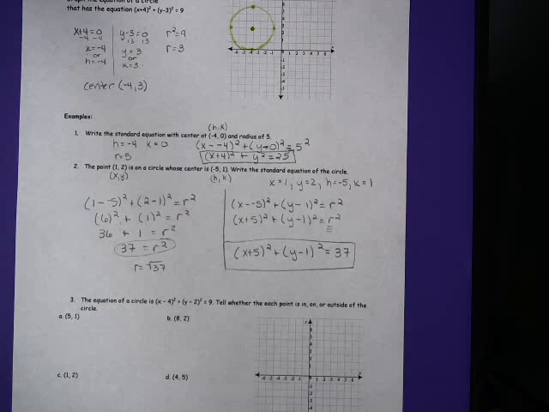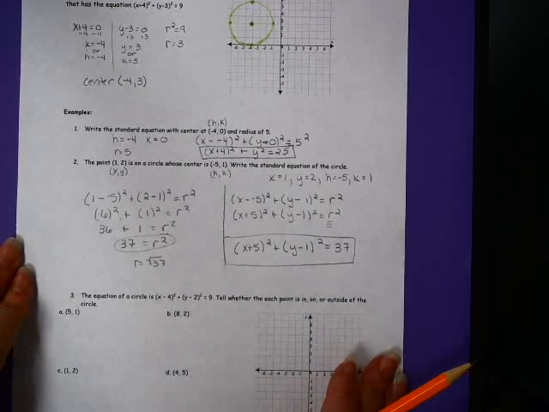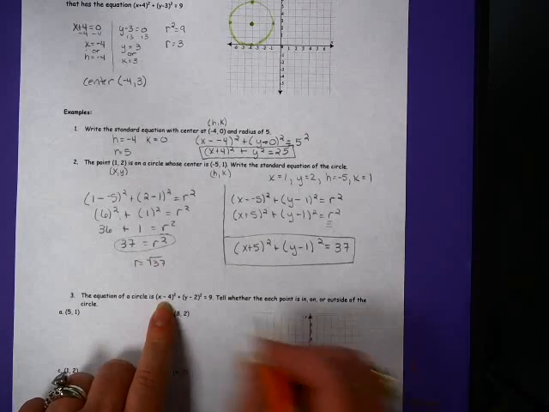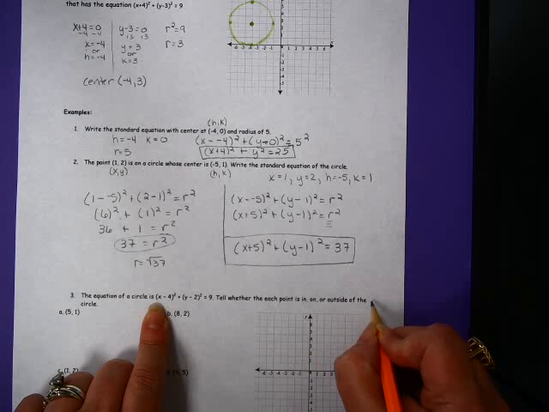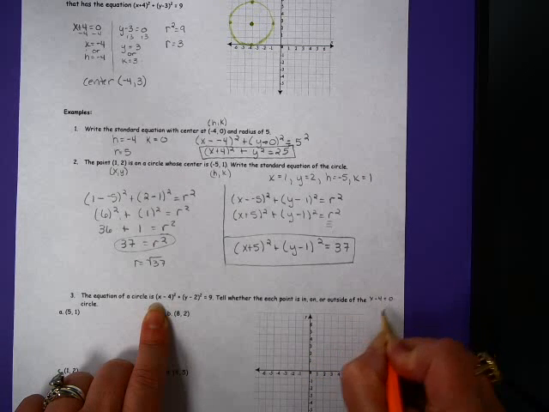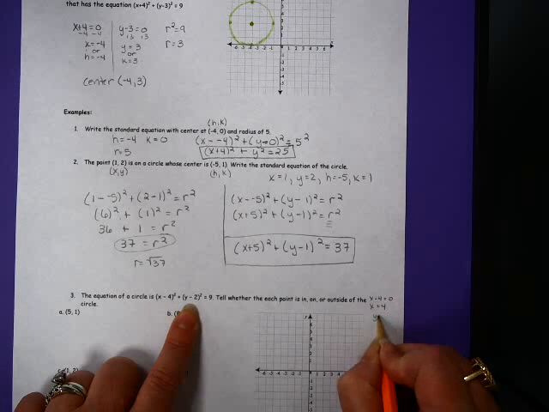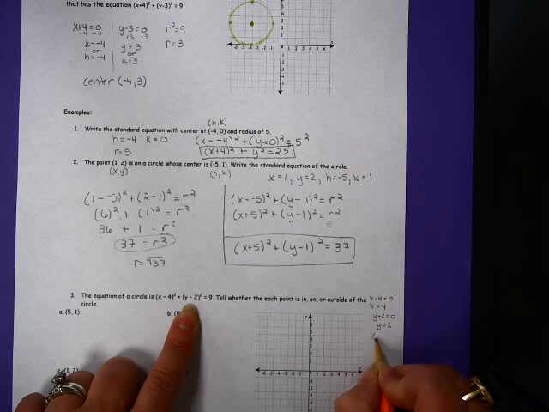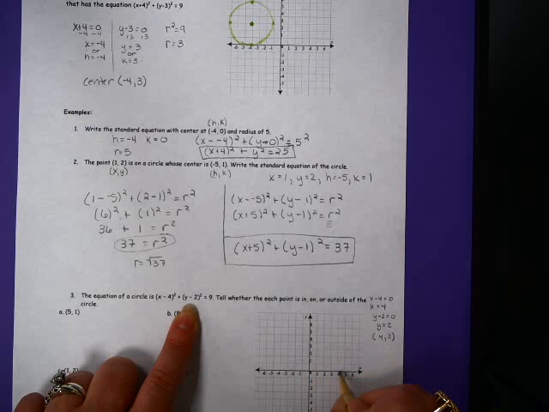Okay. Next, it says the equation of the circle is this. Tell whether each point is in, on, or outside of the circle. Okay, so first thing I'm going to do is graph it. I need to find my center, which is going to be x minus 4 equals 0, so that means x is plus 4, that's going to be at 4. Y minus 2 equals 0, so plus 2, that means y equals 2. So my center is at 4, 2. There's my center.